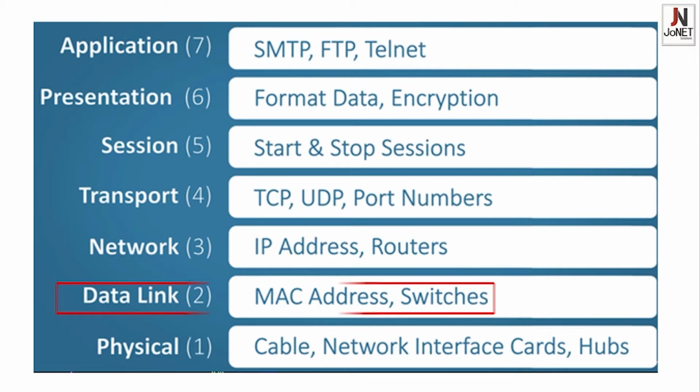This will operate in layer 2, the data link layer. Usually the switch, a layer 2 networking device, will operate on it. So it will operate on the base MAC address.